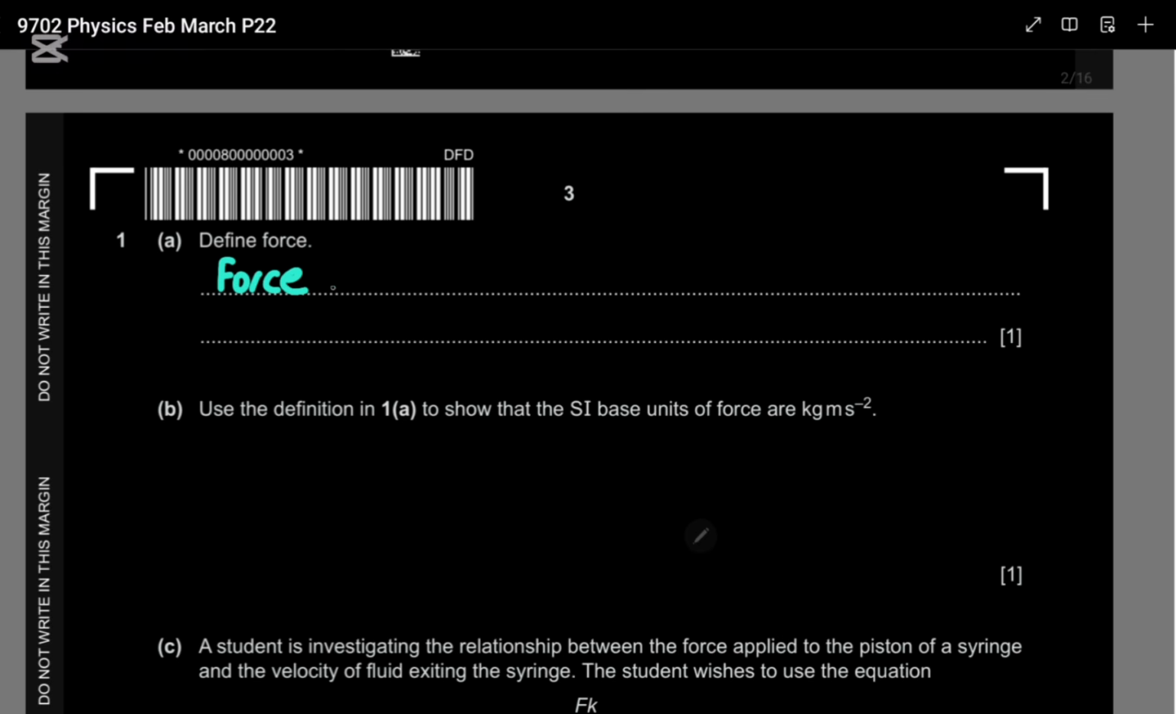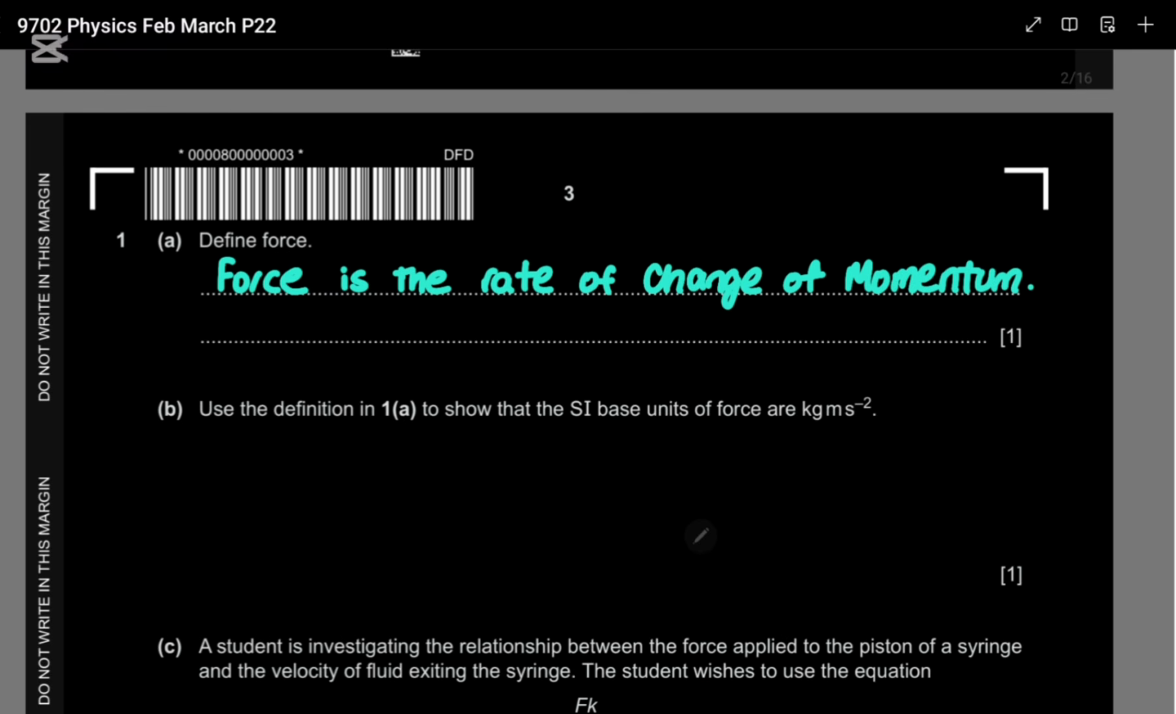Force is the rate of change of momentum, okay? So you should know these definitions.